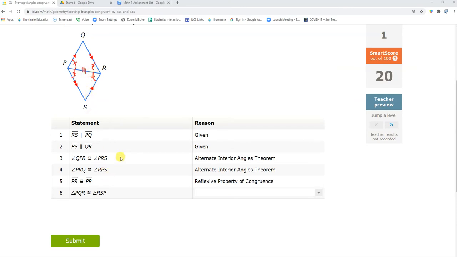So I've just marked everything up. I've marked up this, and this on my drawing. And now it's showing me angle, side, angle.